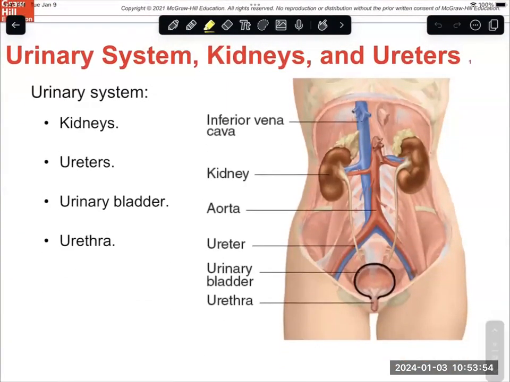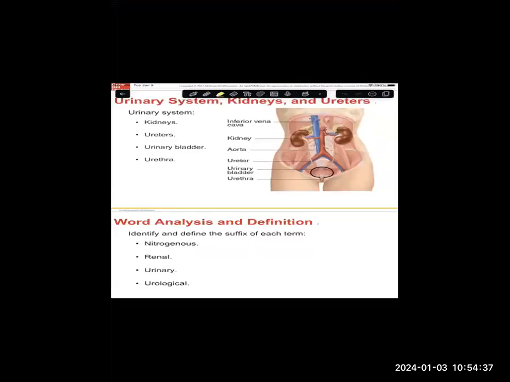So here is an image of the urinary system. It consists of two kidneys. Your kidney's role is to filter the blood and get rid of waste products from the blood. There's two ureters. These ureters transport urine from the kidneys down to the bladder. We have one urinary bladder, which holds urine before excretion from the body. And then we have one urethra, which is used to transport urine outside of the body.